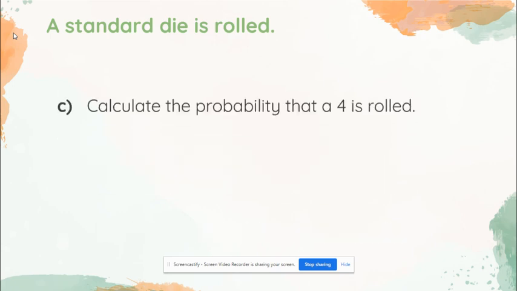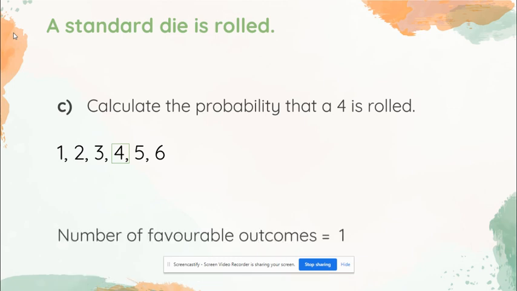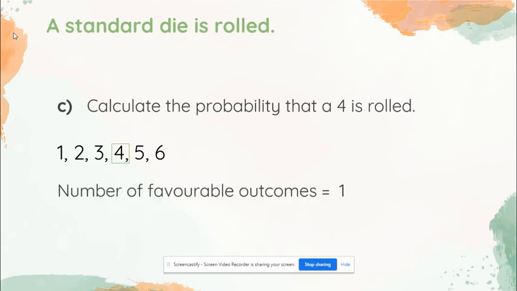Should be B, but we'll say it's C. Calculate the probability that a 4 is rolled. So if you've got 1, 2, 3, 4, 5, and 6, you've got 6 chances, and they only want a 4, so your number of favorable outcomes is 1. So therefore, your probability of a 4 is 1 chance, because remember we put what we're talking about at the top, and we put our total at the bottom, over 6, because there's 6 chances.